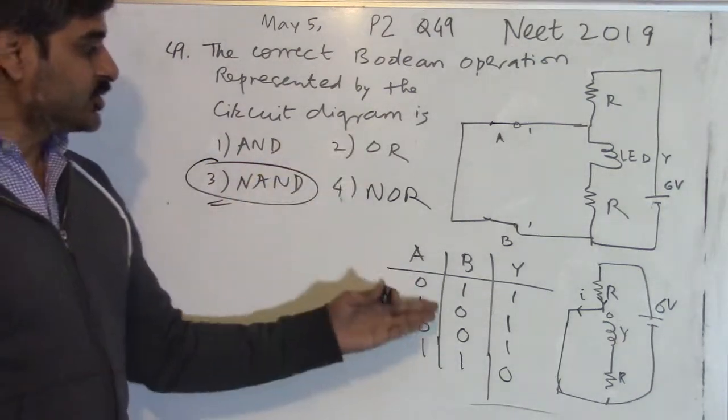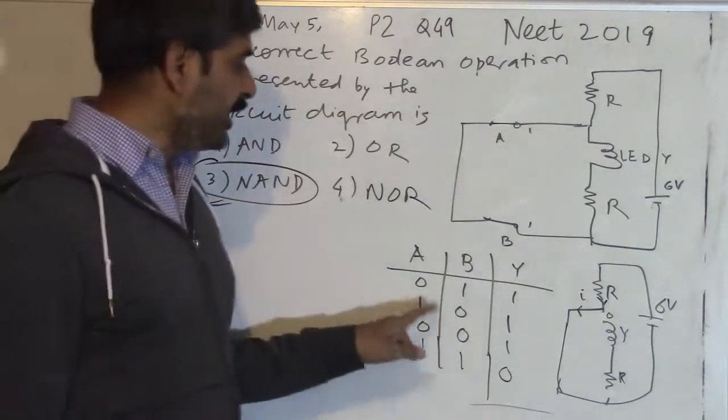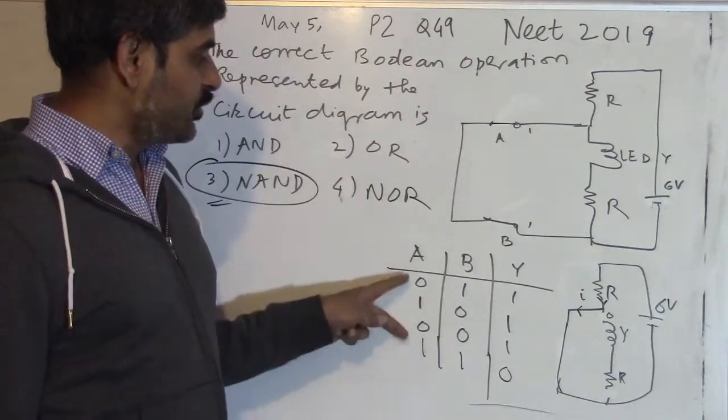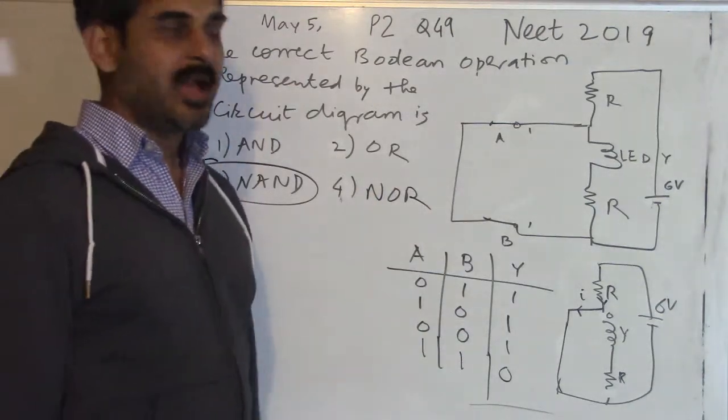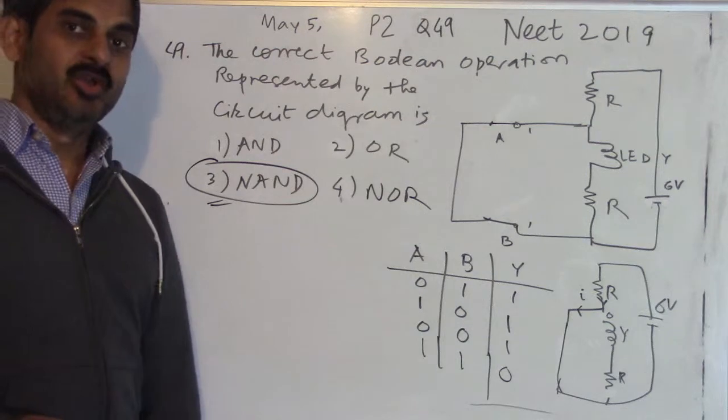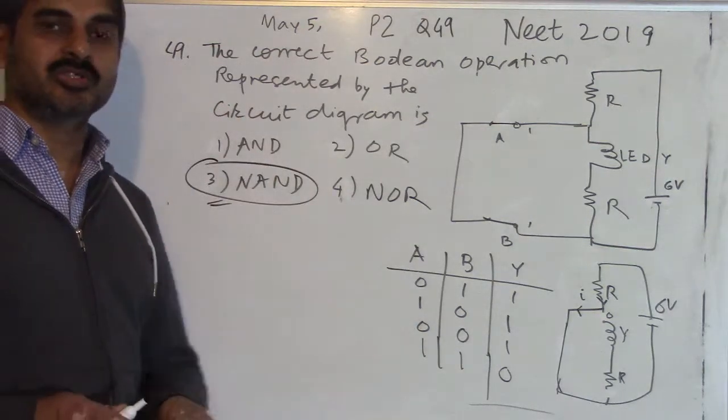You can verify that it's not an OR gate. In an OR gate, we would have this as 1 and this would have been 0. It's also not a NOR gate. You can verify that, and hopefully in future you can try to solve all such questions of logic gates.